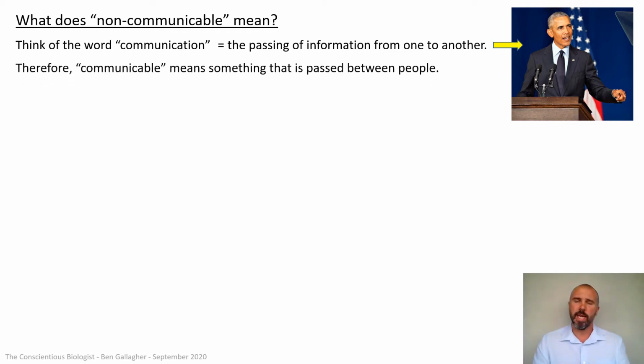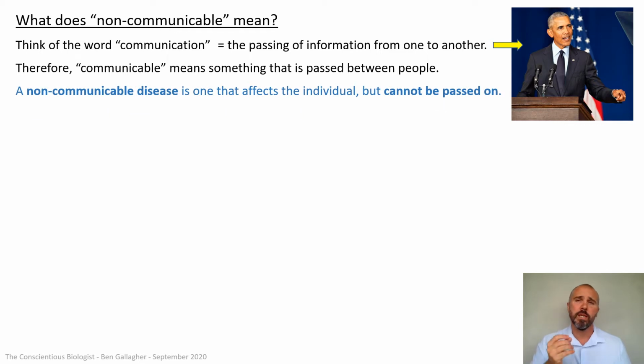Now that word communication gives rise to this term communicable. So communicable literally means something that's passed between people. You communicate some facts from one to another. So think about what non-communicable means. It means it can't be passed from one to another. So put that in the context of disease, and what we're saying is that a non-communicable disease is one that affects the individual, but it can't be passed on. Communicable means passed on, non-communicable not passed on. So it only affects the individual.